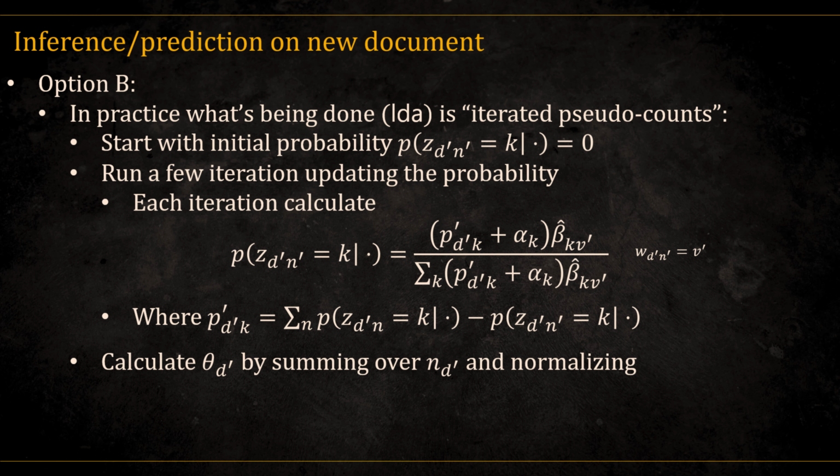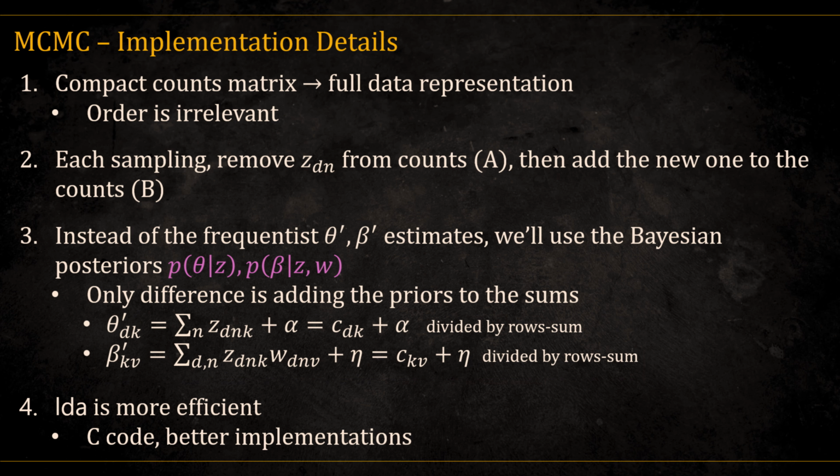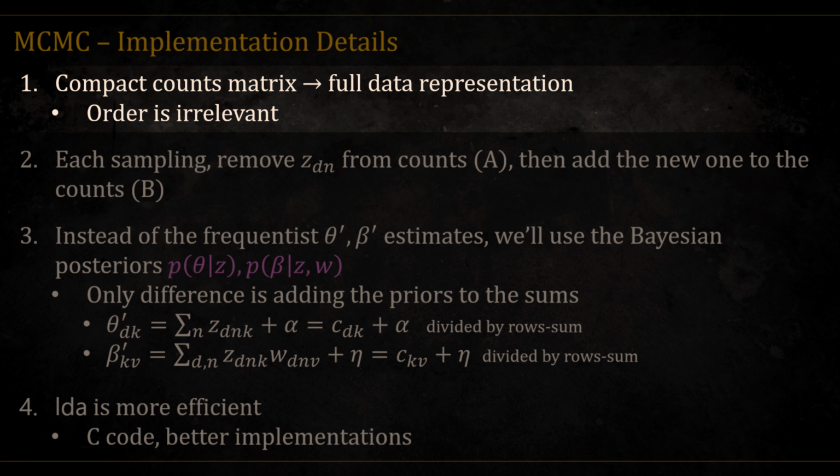We initialize the topic probabilities, then iterate. In each round, we update each word's topic probability using the document's topic mass from the previous iteration and excluding the current position, multiplied by the corresponding word topic probability beta. After several iterations, we sum the topic probabilities within each document and normalize to obtain theta. A few implementation details. First, because we update each ZDN individually, we expand the corpus into full word tokens rather than using a compact count matrix.